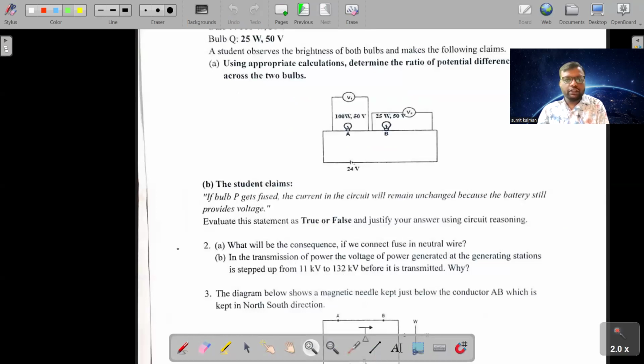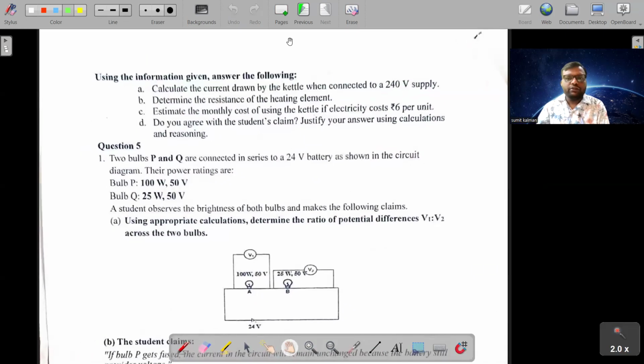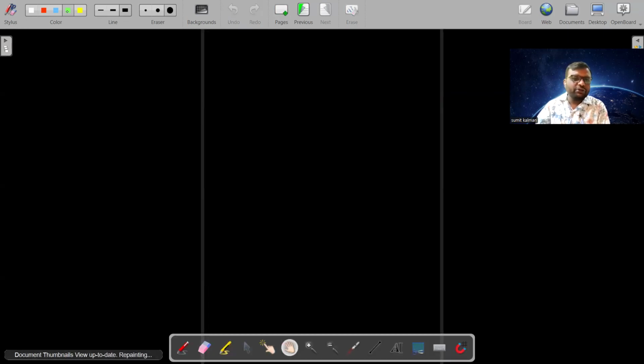So here, friends, use the information given, answer the following questions. Calculate the current drawn by the kettle when connected to a 240-volt supply. Here we will proceed for the solution. So you have to calculate current.